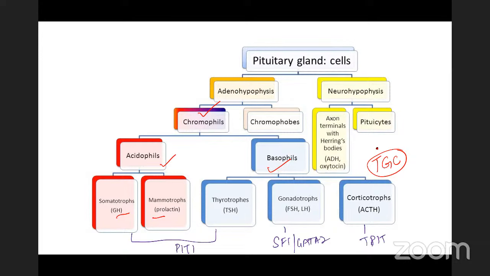Remember now, they have their own different transcription factors. Remember, growth hormone and prolactin are girls, so they're pink lovers. Pink lovers are girls, so they are growth hormone and prolactin.